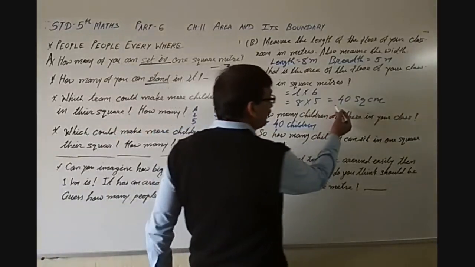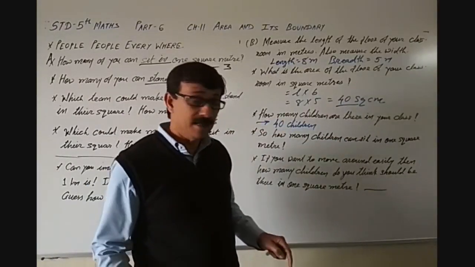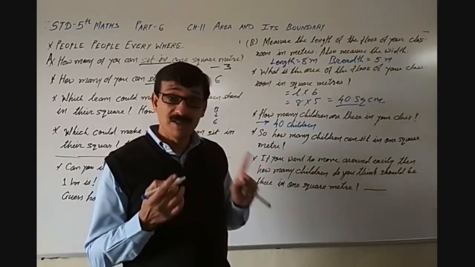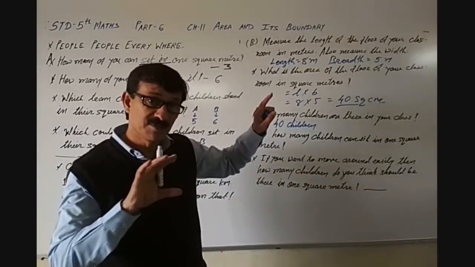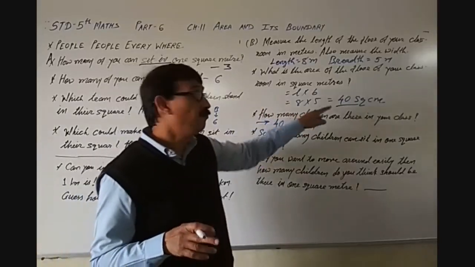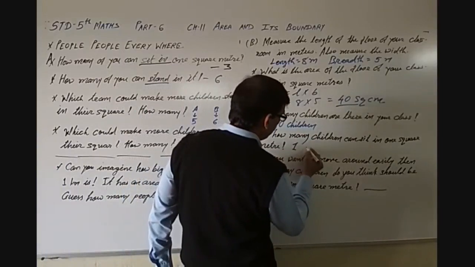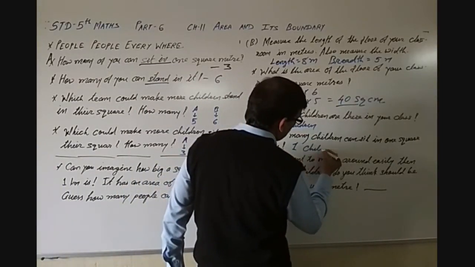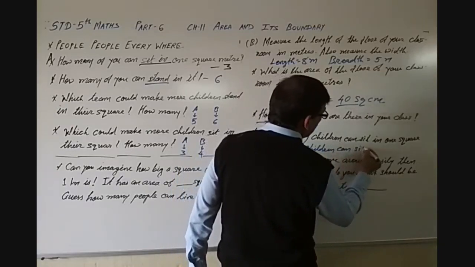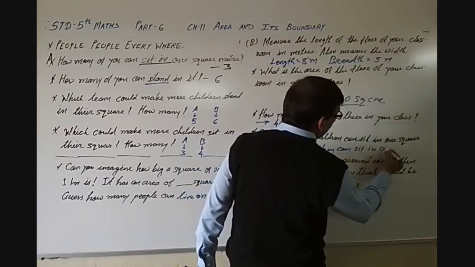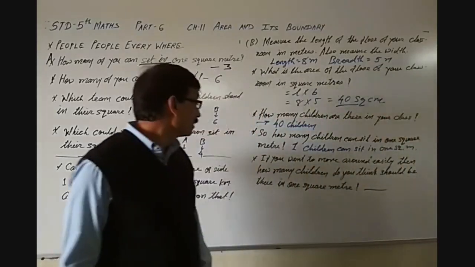Total 40 square meters are there. 40 children are there. Then one child can sit in 1 square meter. 40 square meters are there, and 40 children are there. That is why one child can sit in 1 square meter. Isn't it?